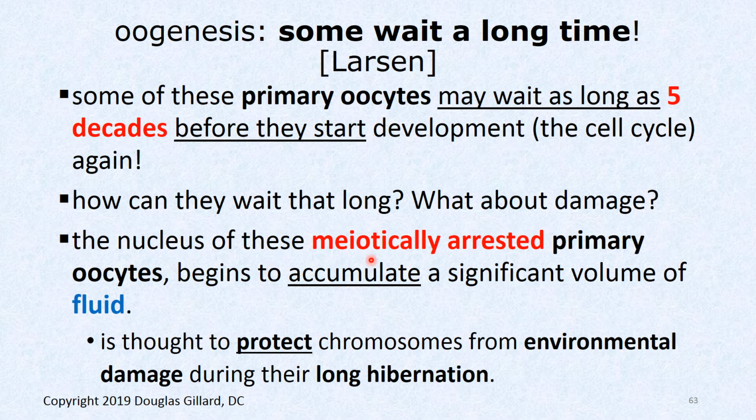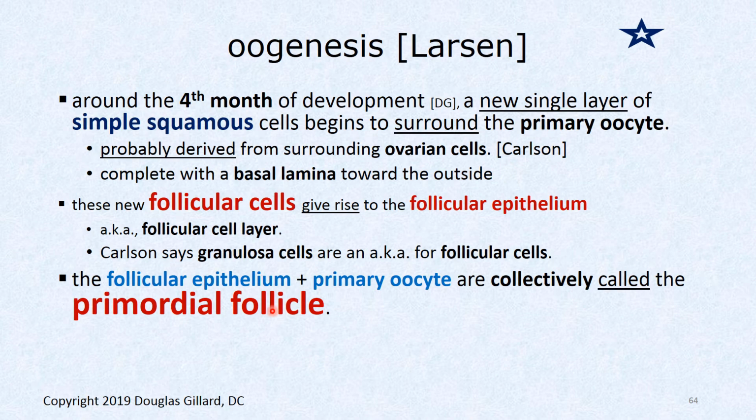So the nucleus of these, what protects them? The nucleus of these meiotically arrested primary oocytes begins to accumulate a bunch of fluid. And we'll just leave it at that. That fluid gives some extra protection to the chromosomes from environmental damage. We'll just leave it at that for here. Again, if you want to go deeper, go into Carlson.